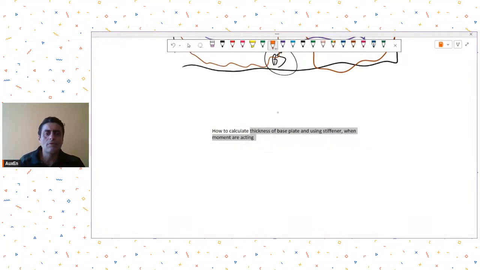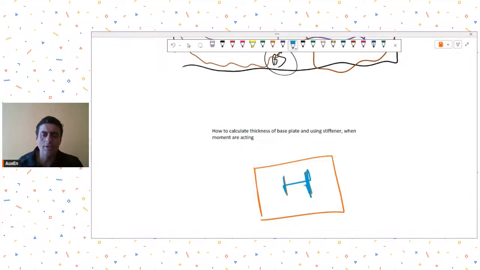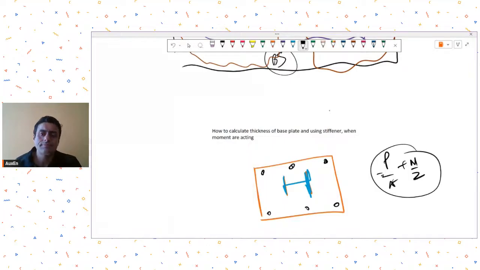No, so you can refer to some books which give you calculations. So if this blue is your column and orange is your base plate, and let's say your bolt arrangement is like this. First, you need to find out, let's say P by A plus M by Z you do. From here, you will get the pressures. As per maximum pressure, you need to do the bearing check. For the negative pressure, you will have to find out the bolt reactions.